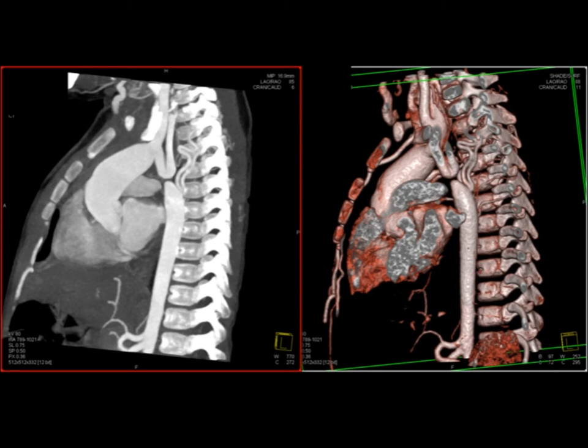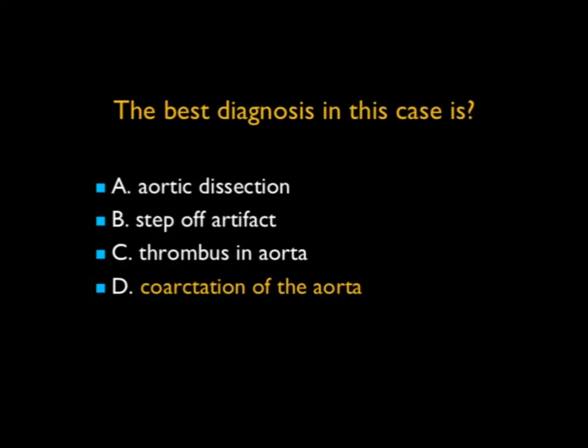And this is not a dissection, and obviously is not artifact, and it's not a thrombus. This is a beautiful example of coarctation of the aorta. Classic location, classic appearance, dilated left subclavian artery, and large collaterals. Just a beautiful example in 3D.